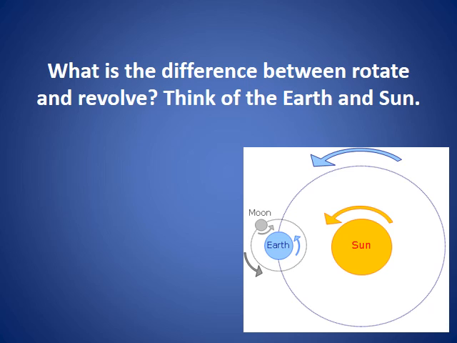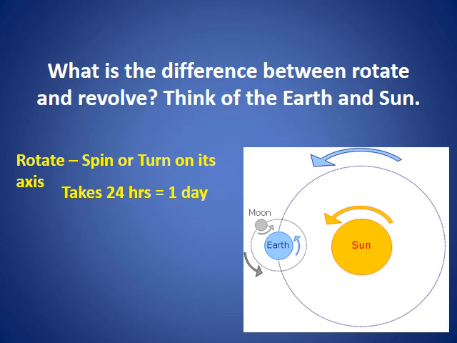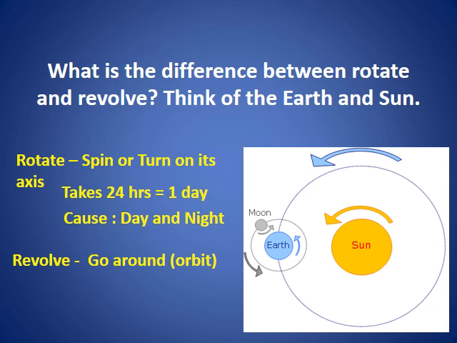Sometimes students get confused between rotate and revolve, and the easiest way that I can think about this is just remembering what's happening with the Earth and the Sun. So rotate means something spins or turns on its axis. The Earth rotates, the Moon rotates. It takes 24 hours for the Earth to rotate, and that's one day. So we get day and night.